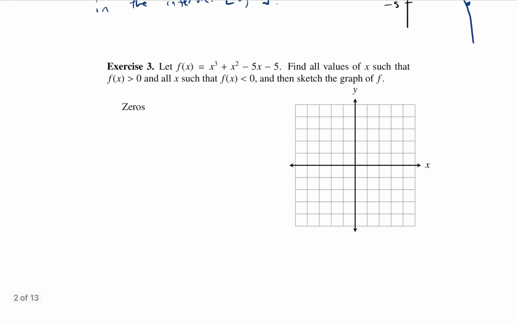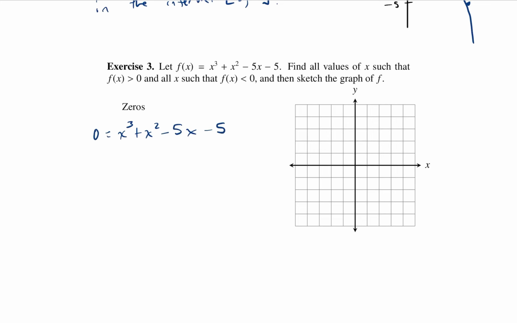All right, for the next example, they say let f of x equal this function, find all the values of x such that the function is positive, and all the values of x such that the function is negative, and then sketch the graph. So the way we should start this off is by finding the zeros, so that's what they're asking us to do. So we set the function equal to 0 and solve.